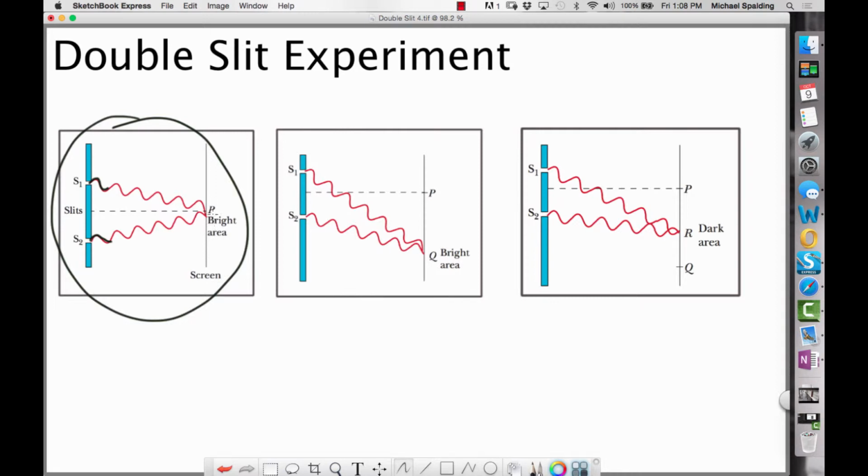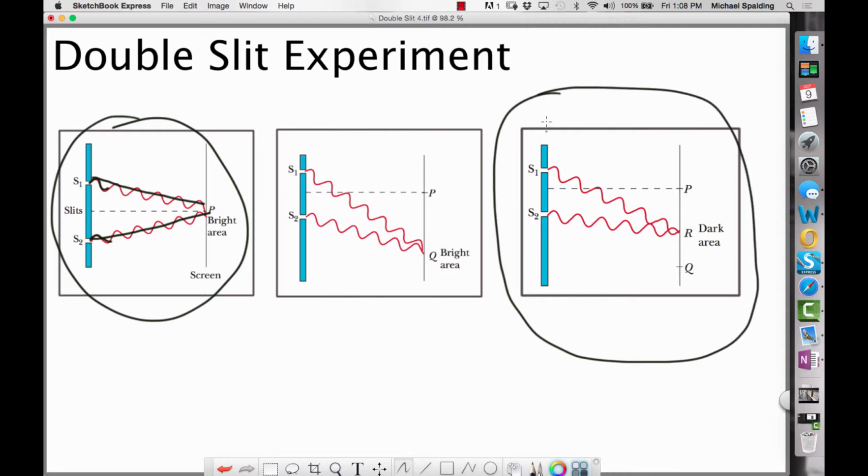Now why is that no big surprise? Because the two rays are traveling the same distance. Now let's look over here at this one. Check it out. They start out in phase. Peak, trough, right? And then the ray from slit 2, peak, trough. So they start out together, right? They start out in what we say in phase.